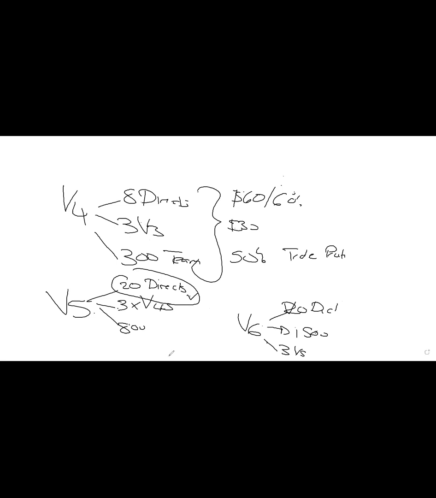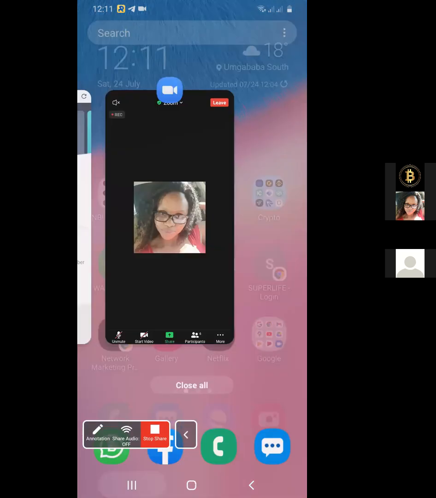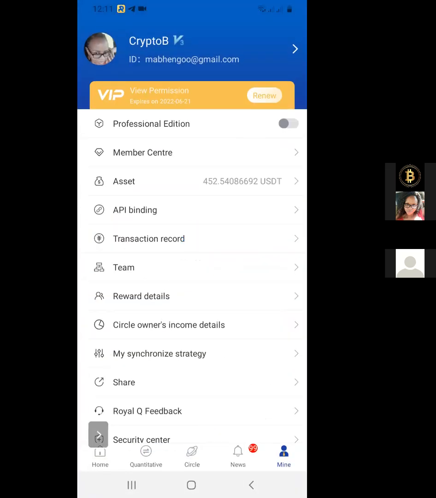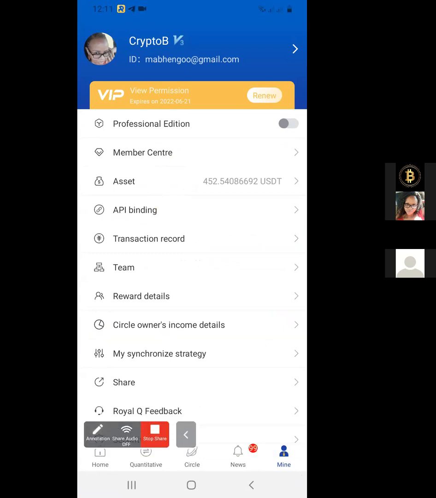So let me just go into the app and I will show you where you actually find the compensation plan, so that it is easy for you to share this when you are out there and you have someone at hand that wants to understand how Royal Q works. So when you come into your app, you are going to come here to Me. When you are in Me, you will notice we've got Member Center, okay? So that is where the compensation plan is summarized for you.